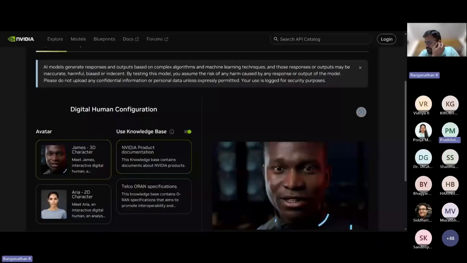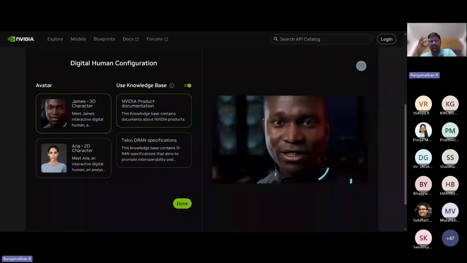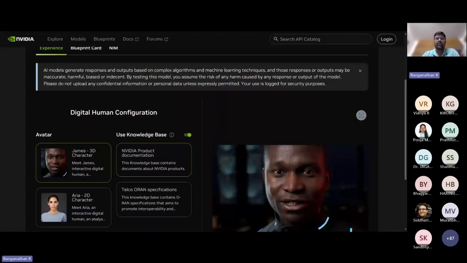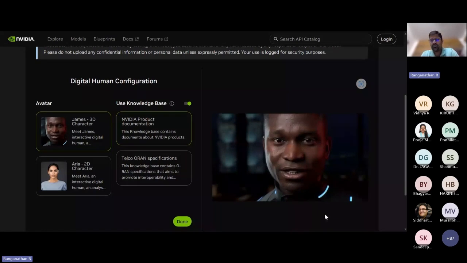Yeah, it's visible. Okay. So this was one of the blueprints I was telling you about. You have multiple blueprints, and I selected the one for digital human configuration. The image that you see here is not actually that of a human, but something rendered by graphics. It is using a package called NVIDIA ACE, which is for their custom digital avatar.